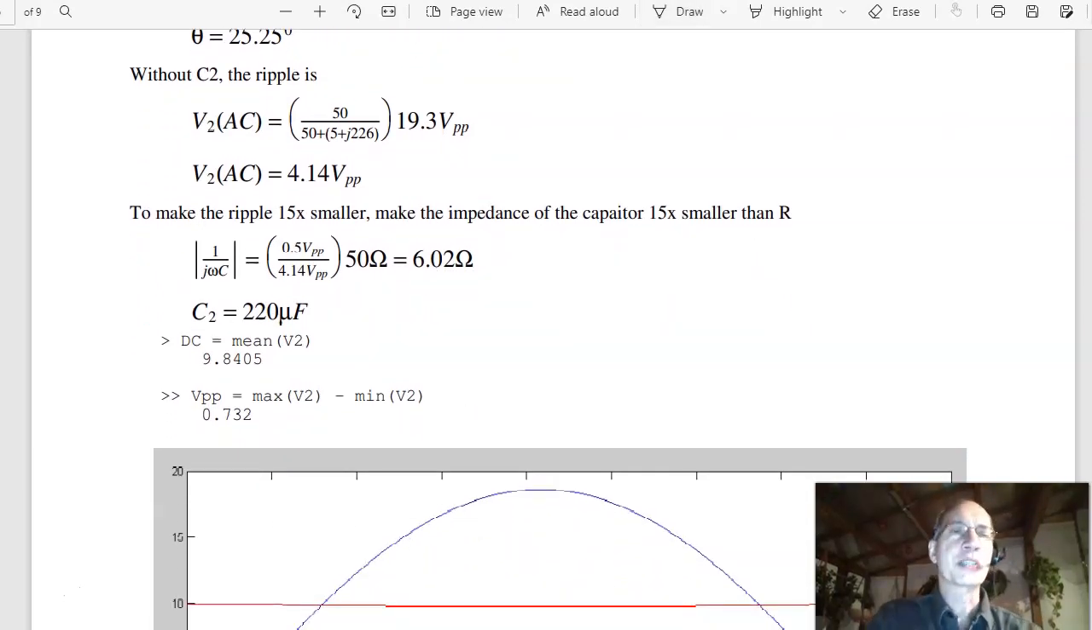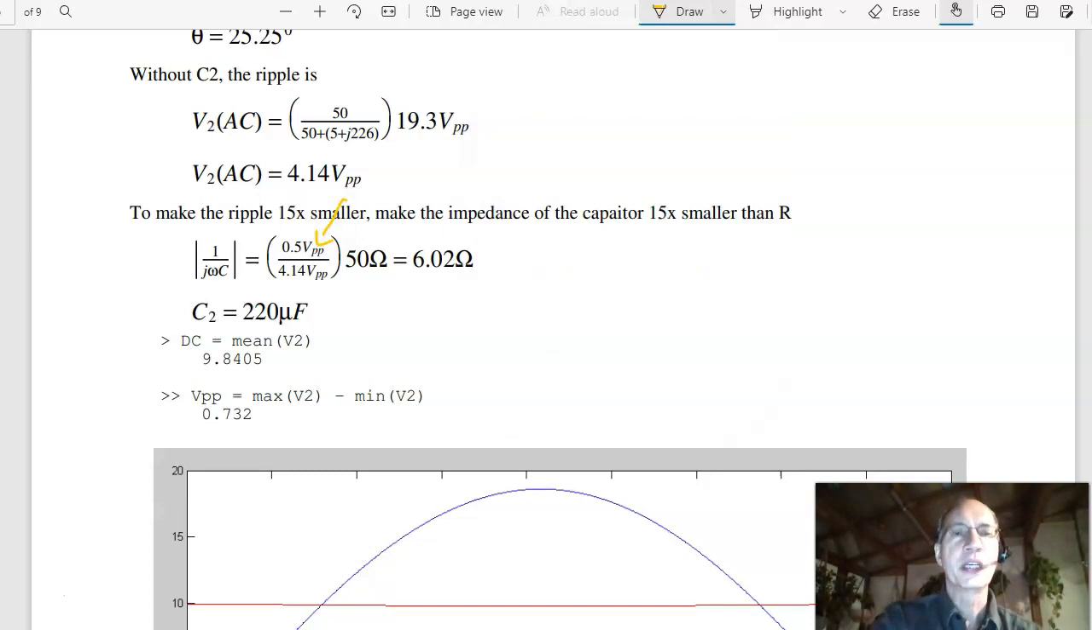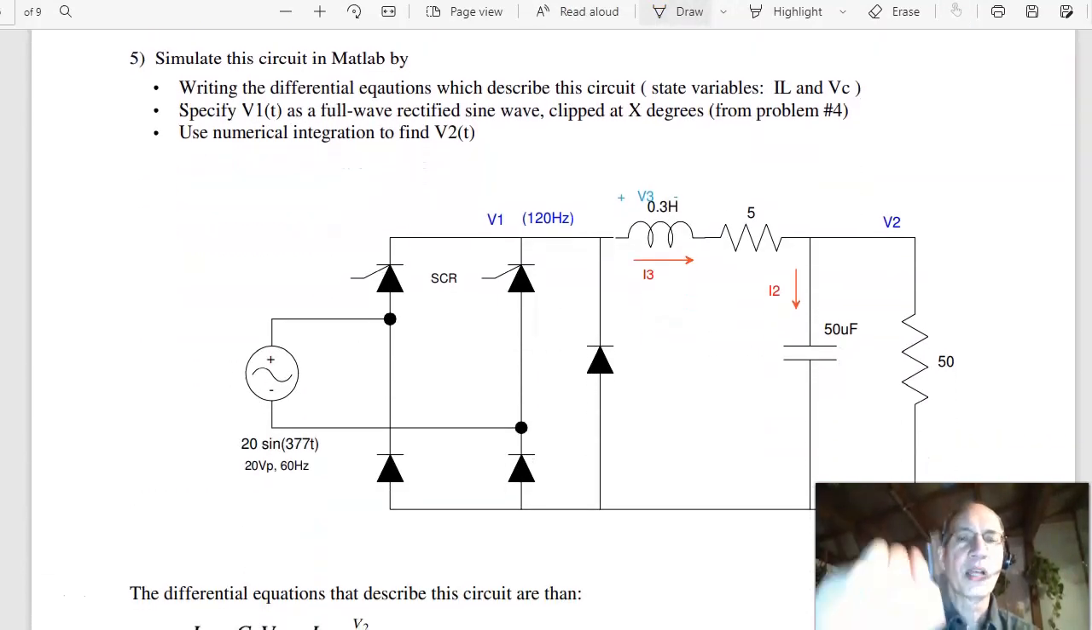The purpose of the capacitor is to reduce the impedance of the load at 1 kilohertz. I want the ripple to be 8 times smaller. So I want the capacitor impedance to be 8 times smaller than 50 ohms, about 6 ohms. Pick the capacitor to be 6 ohms at 1 kilohertz, so that's 220 microfarads. If you simulate it, I'll get something fairly close. To simulate it, that's problem 5.